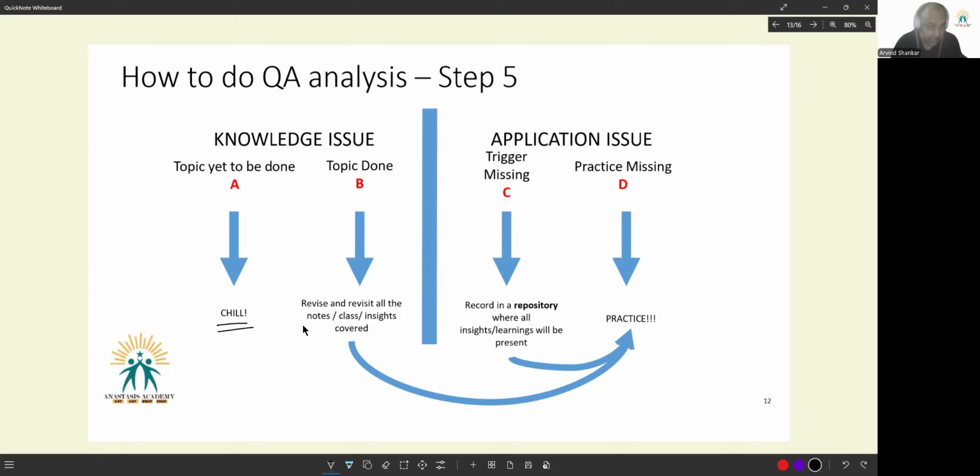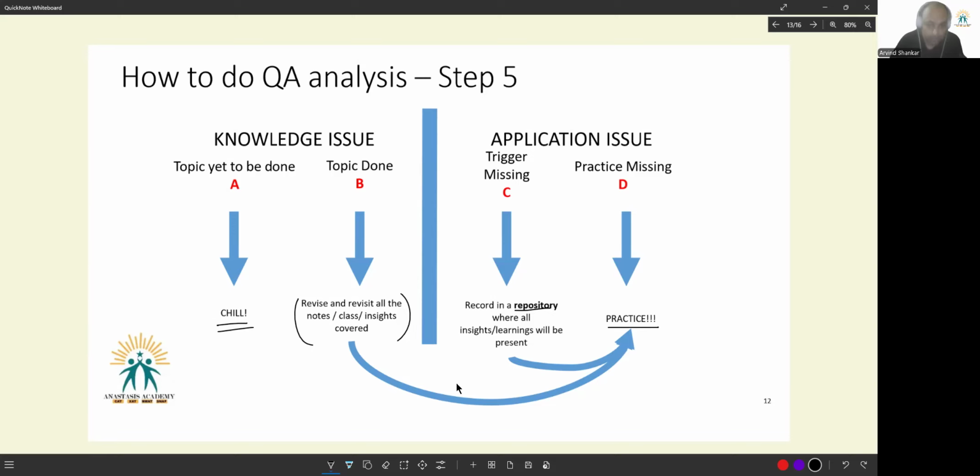If the topic is done and yet you are unable to understand, the first step you do is revise, revisit all the notes, class, insights covered, whatever you had studied earlier, you go through them all over again. If the trigger is missing, record in a repository where all insights and learnings will be present. If the practice is missing, practice.